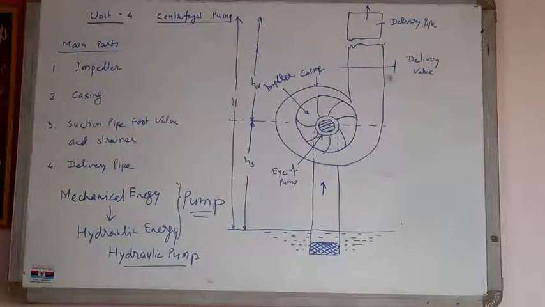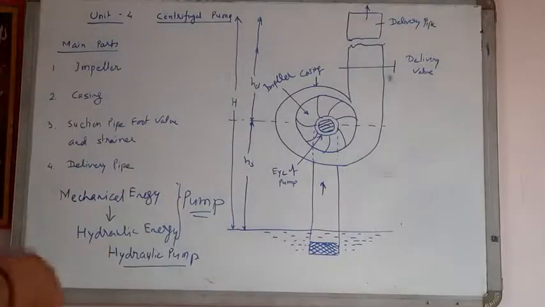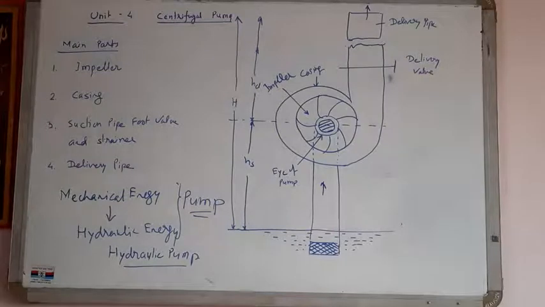The centrifugal pump acts as the reverse of an inward radial flow reaction turbine. This means that the flow in a centrifugal pump is in the radial outward direction. Here, this is the radial outward direction.